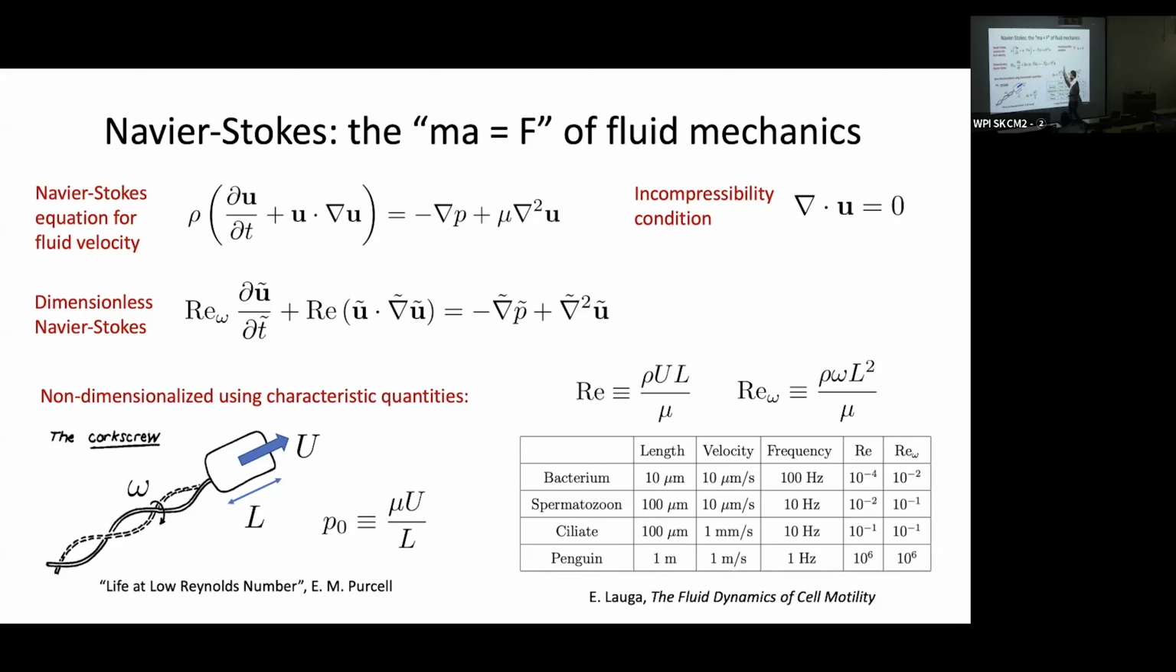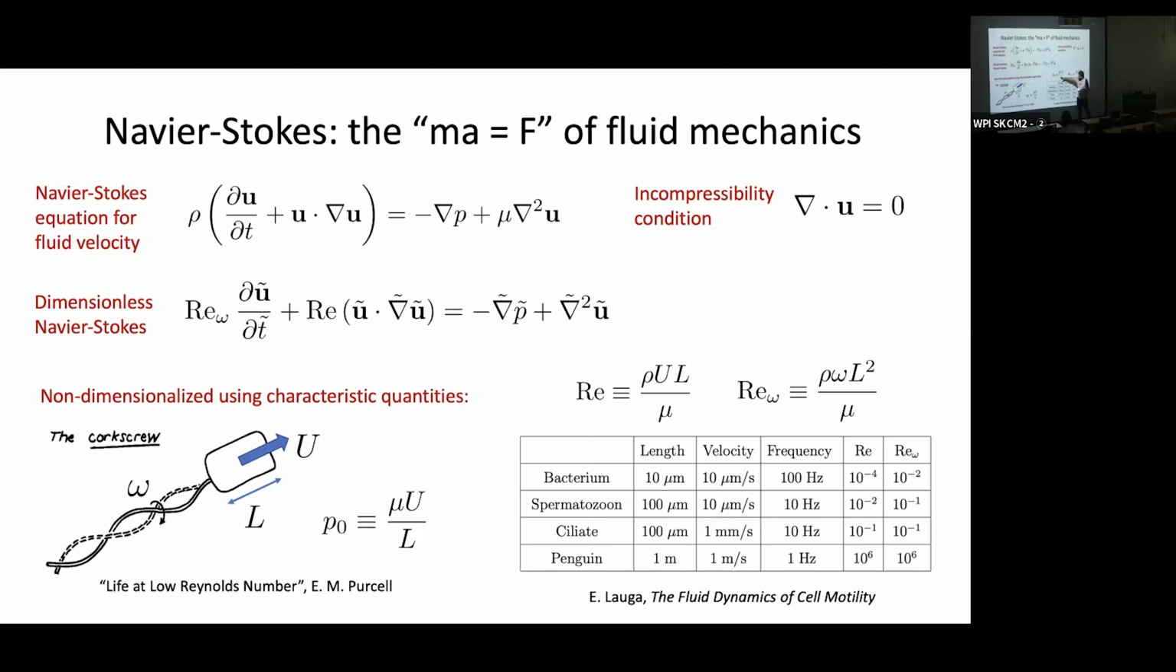And out pop the dimensionless groups, the Reynolds number and the oscillatory Reynolds number. The oscillatory Reynolds number appears when you have this kind of intrinsic timescale. If you didn't have an omega, you could just use L over U as a timescale, and you'd get the Reynolds number here as well. This is great because these dimensionless groups can be used to quantify the relative importance of terms in your equation.